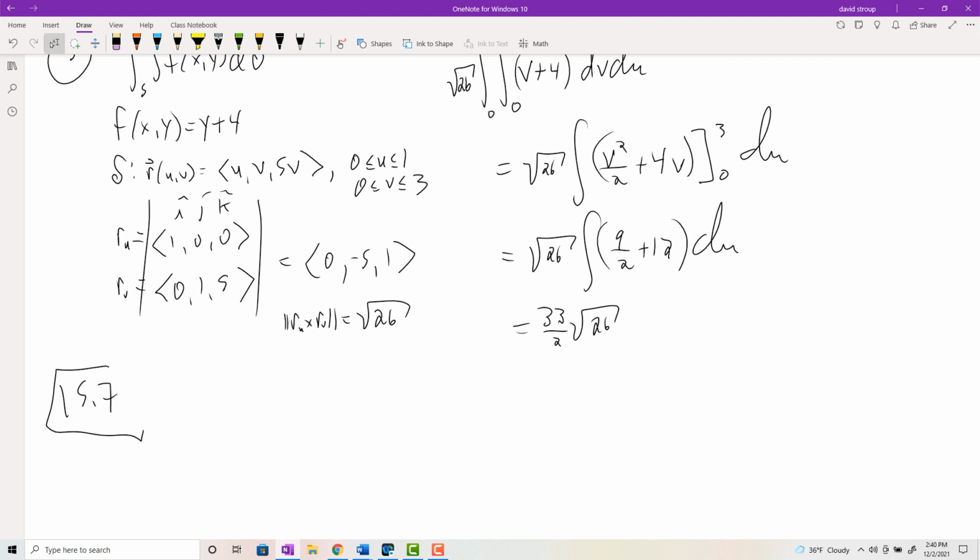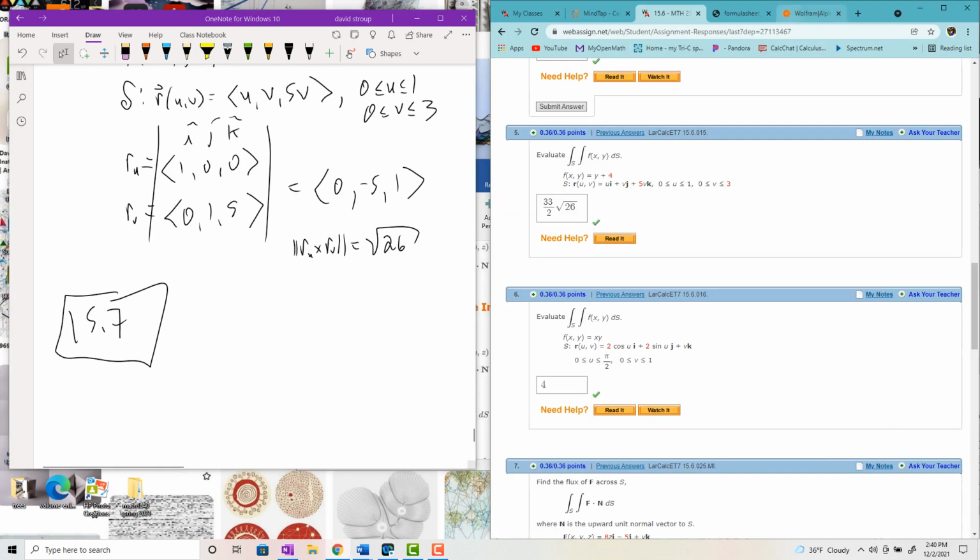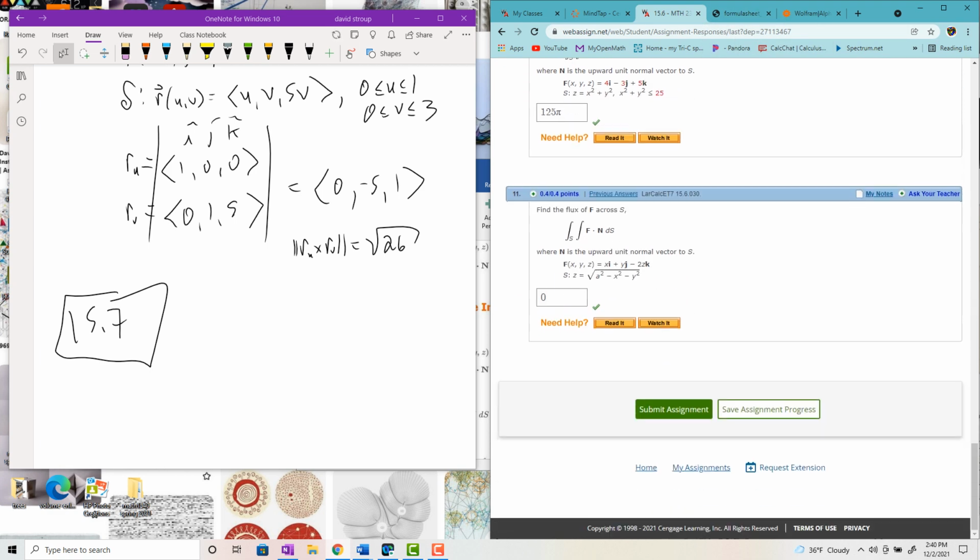15.7 then is our divergence theorem, so changing a double integral to a triple integral of a divergence, so you don't have to do a bunch of surface integrals. So it's kind of a shortcut formula.